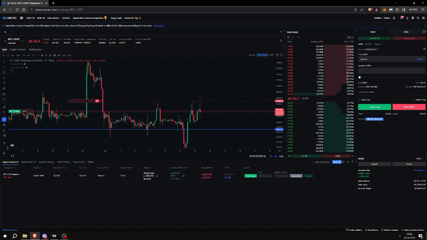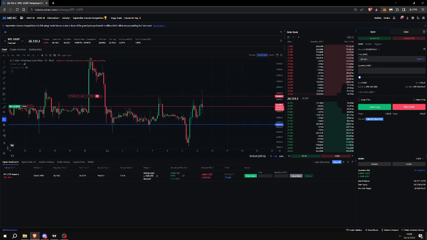By the way, never change your stop loss based on how much you're risking. And then when that position is open, you double check that you're not getting liquidated, that your stop loss covers it, and then you can set your TP orders using the close buttons over here.